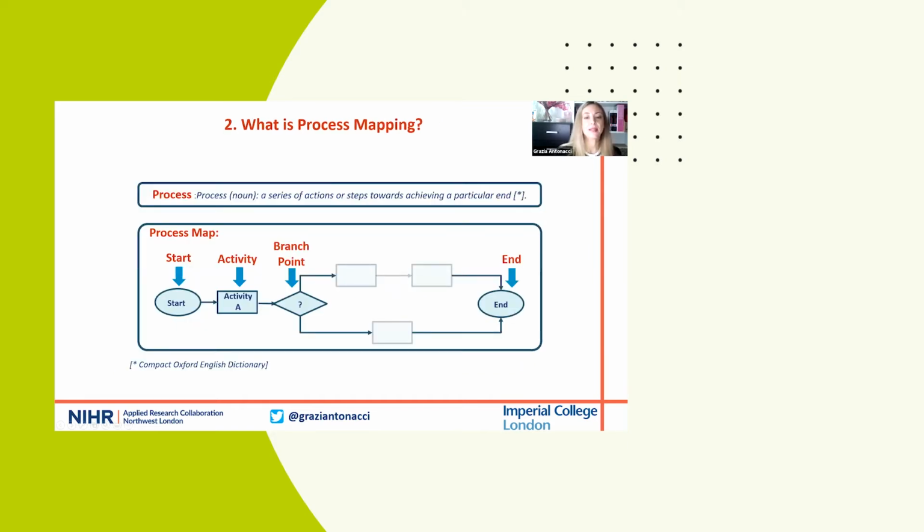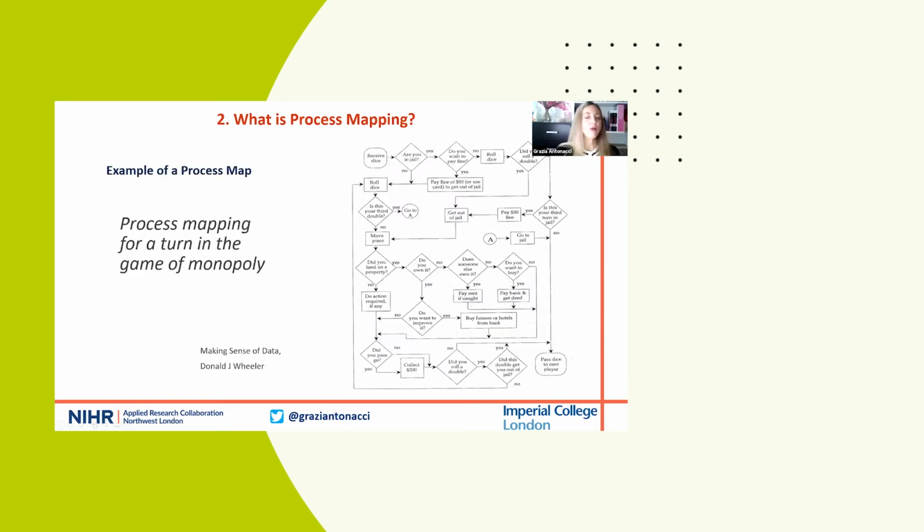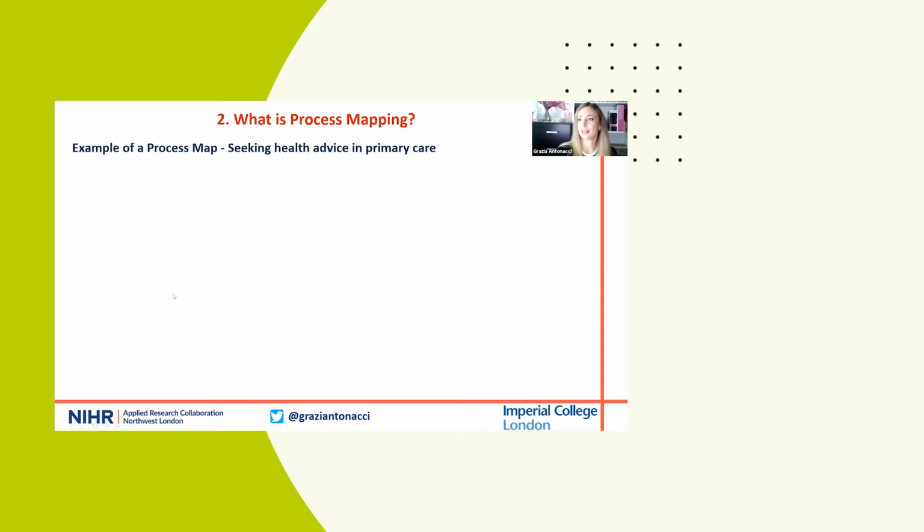A process map breaks a process down into steps. Common symbols used to represent process maps are ovals for start and end points, rectangles for activities, and rhombuses for branch points. I'm sure all of you played Monopoly at least once. So this is an example of a process map for a turn in the game of Monopoly presented by Donald Wheeler in his book. The game starts when the participants receive a dice, then the participants check whether they are in jail, and if they are in jail, they decide whether they wish to pay a fine, and if they don't want to pay a fine, they may want to roll a dice, and so on and so forth throughout the process.